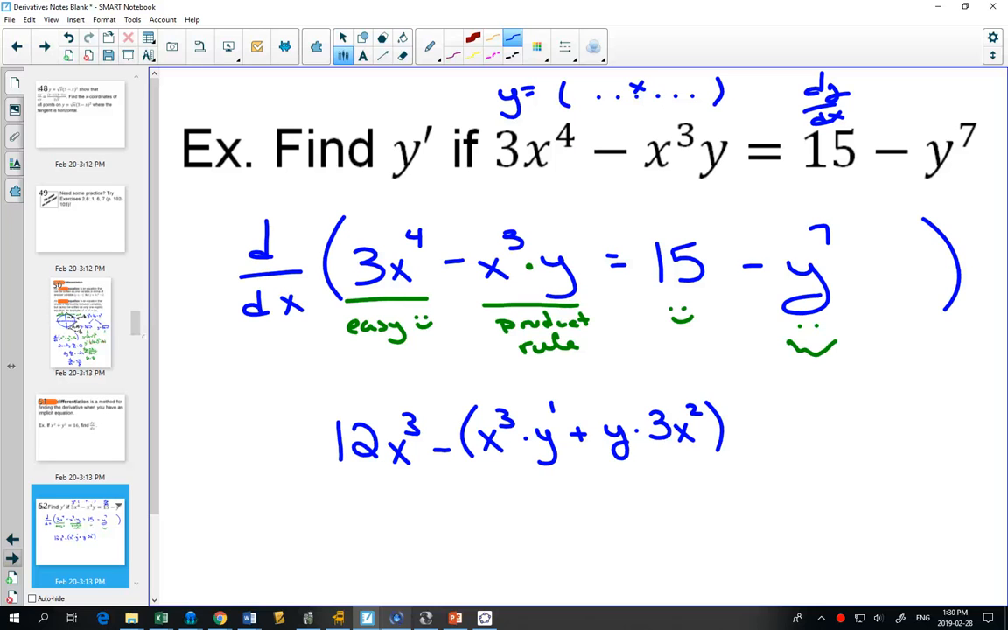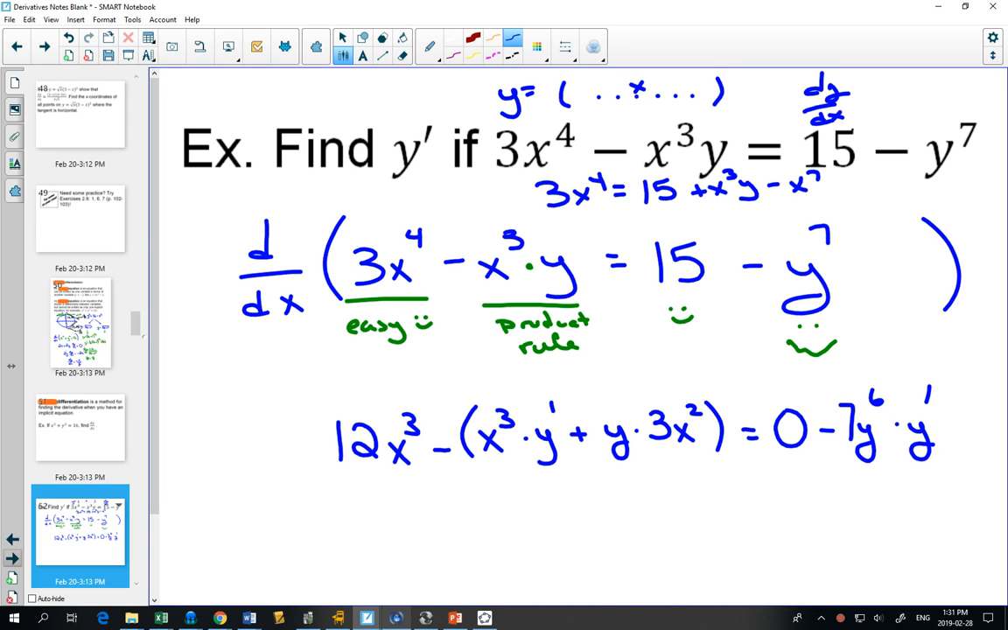Sometimes what I like to do with a minus sign out in front in implicit differentiation is I might have started this equation by rewriting this as 15 plus x cubed y minus y squared. I might even move the y squared over to the other side, so I'm only dealing with positive numbers, because those negatives can cause a little bit of a problem. So I've done the whole left side equals the derivative of 15 is 0. The derivative of y to the 7 would be minus 7y to the 6. And because it's a y, we'd have y prime after.